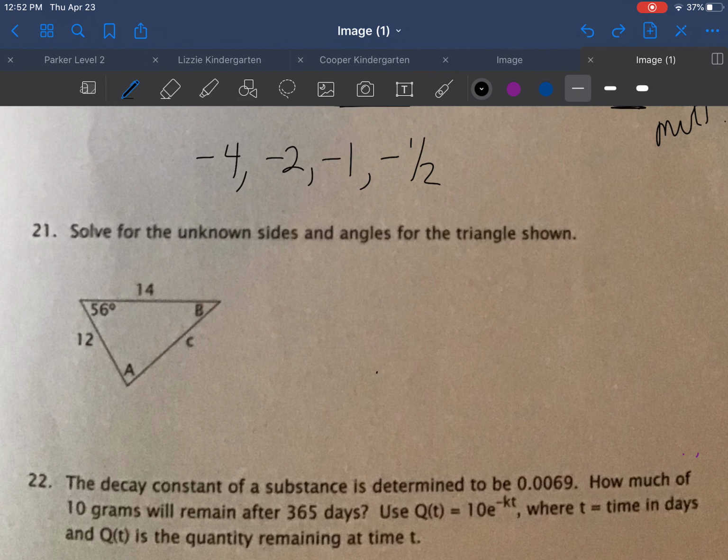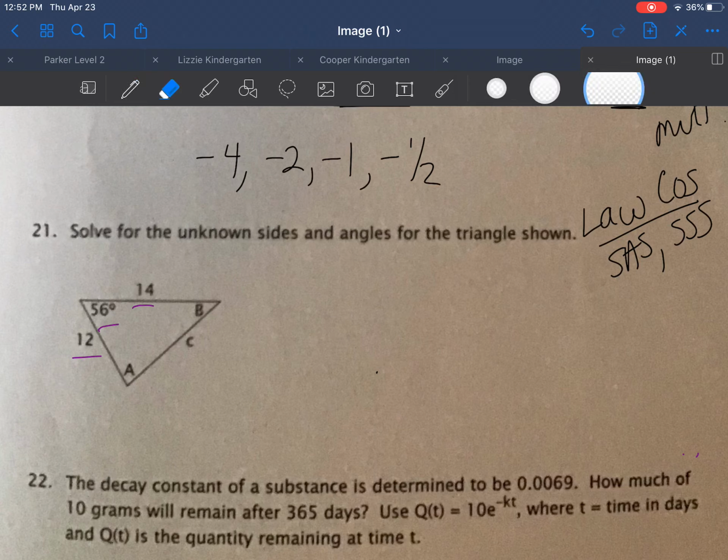Okay, solve for the unknown sides and angles for the triangles shown. This is going to be your law of sines and cosines. So law of cosines, you're going to use for side angle side or side side side. Everything else you can use law of sines. Again, formulas in the back of the book. Okay, so we are given a side, an angle, and a side smushed between. That's all the information we have. Therefore, we are going to use the law of cosines.